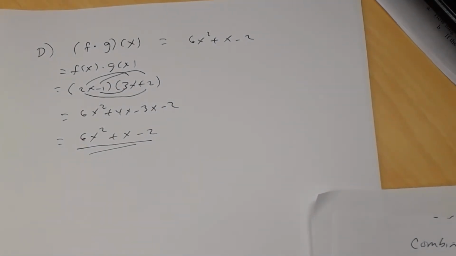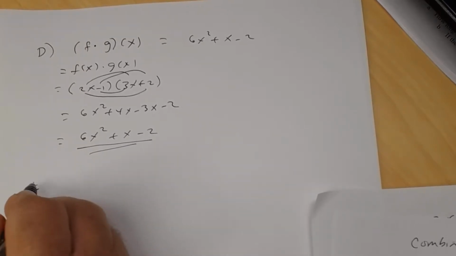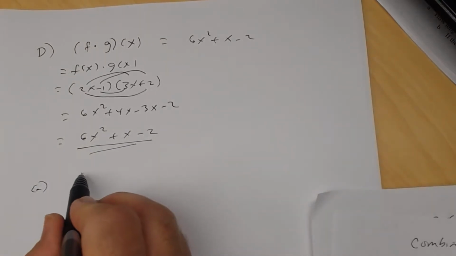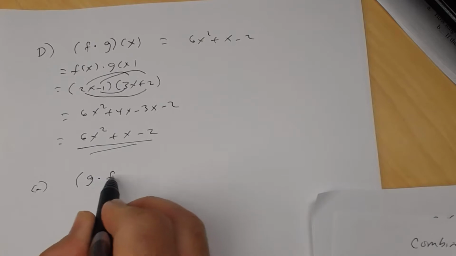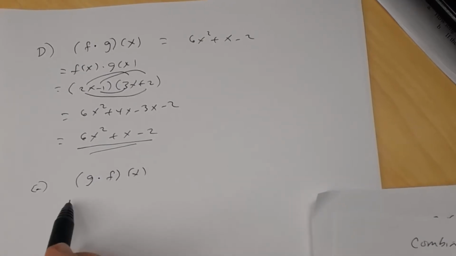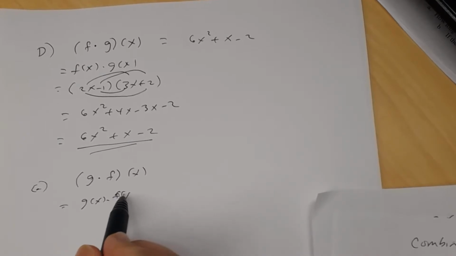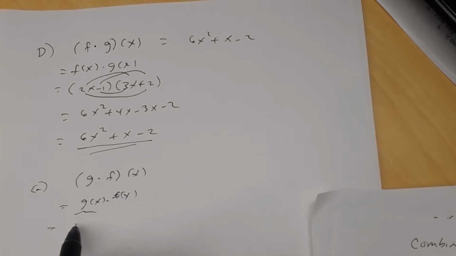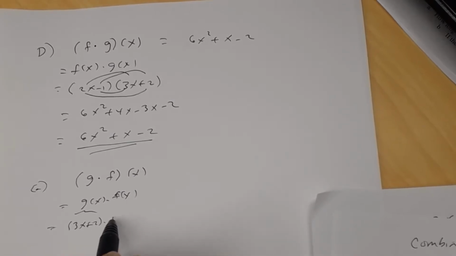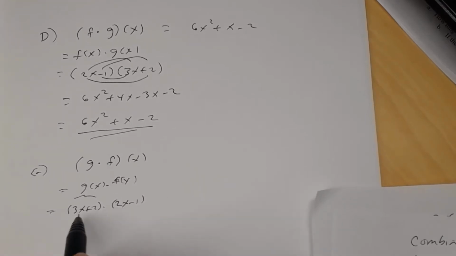All right? Okay, now E, I want you to notice something. Without actually working it out, suppose you had g times f at x. By definition, that would be g of x times f of x, right? And g of x is just 3x plus 2, and f of x is just 2x minus 1. What do you think the answer is?